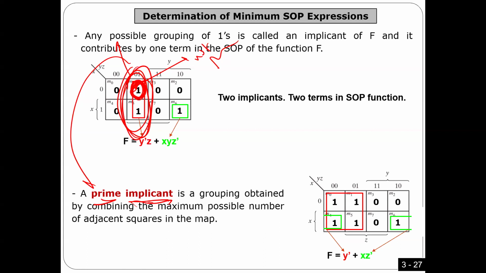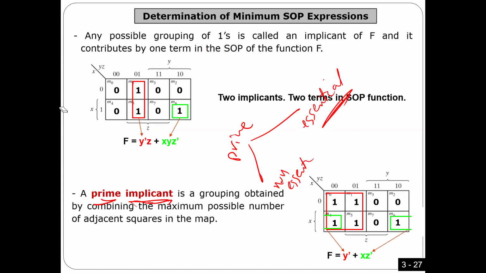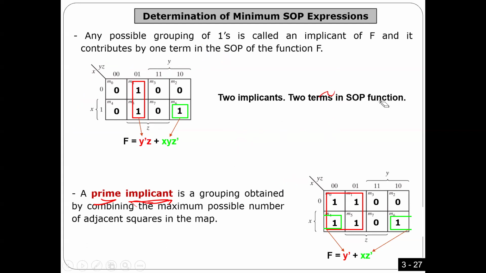Even prime groups, I'm going to divide them into two types: essential and non-essential. You can tell from the English name. Essential means, for example, look here, guys. What does essential mean? Essential means you must take this group. This group must be in the function because you don't have any other option. Let me give you an example.